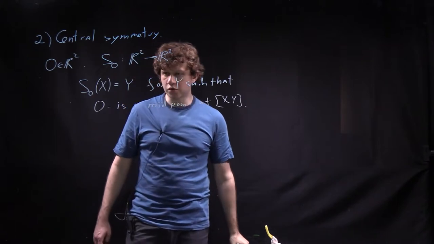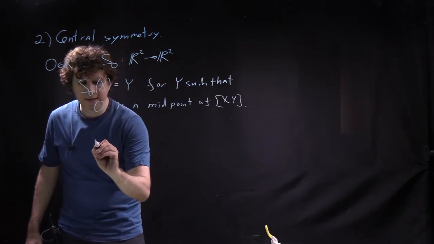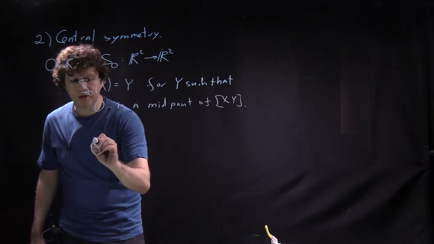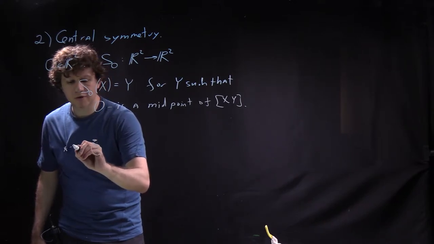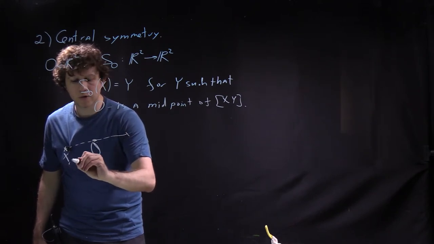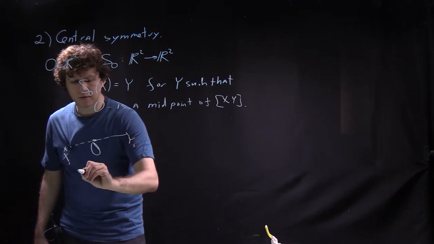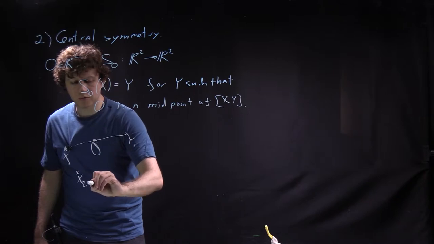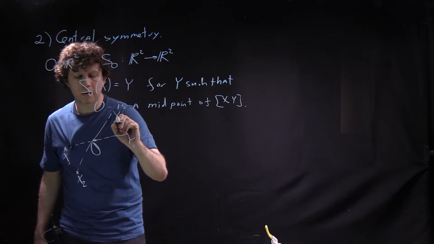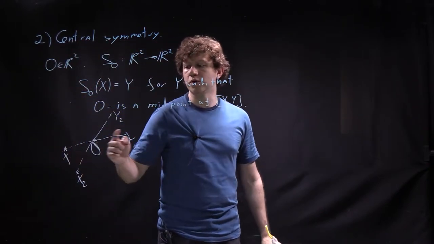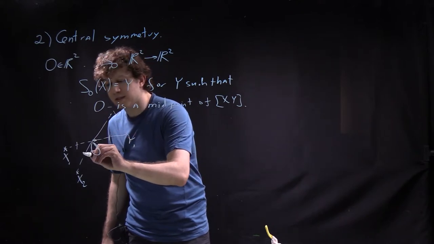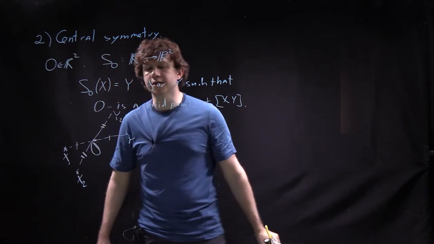So basically the picture is you have x, you have O, and then you take any point x and reflect it with respect to O. x1 goes to y1, x2 goes to y2. So that's what this map does. And the property is that the corresponding distances are equal.